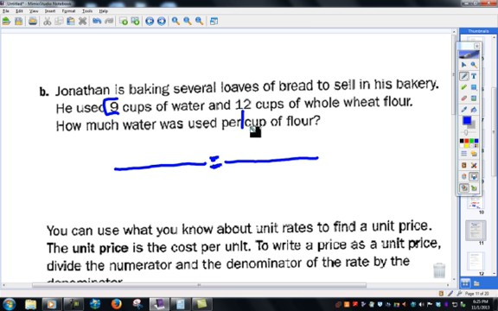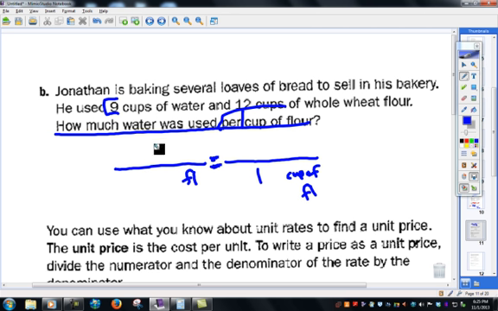Basically, I'm going to try to determine where I'm going to put my cup of flour. Is flour going to go here or water going to go here? I hope you're all saying flour has to go here. The reason is that it's telling you exactly what we want. It wants to know how much water per 1 cup, so you know this has got to be cup of flour. To go back to the original ratio, this is 9 cups of water compared to 12 cups of flour.